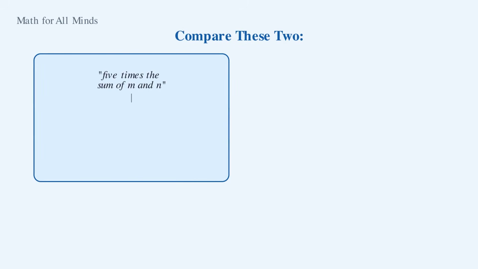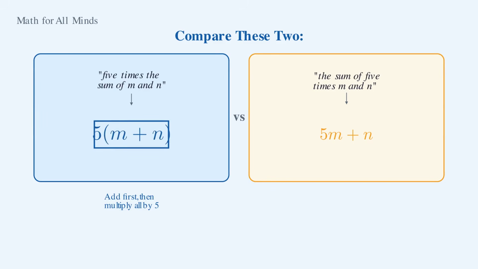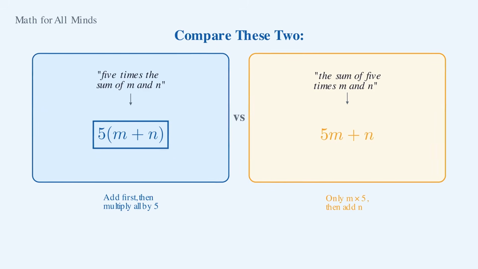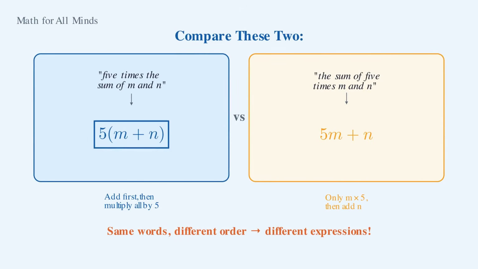And parentheses matter more than you think. Compare these two, 5 times the sum of m and n versus the sum of 5 times m and n. In the first, we add first, then multiply the whole thing by 5, so it's 5 times the quantity m plus n. In the second, only m gets multiplied by 5 before we add n. That's 5m plus n. Same words, different order, totally different expression.